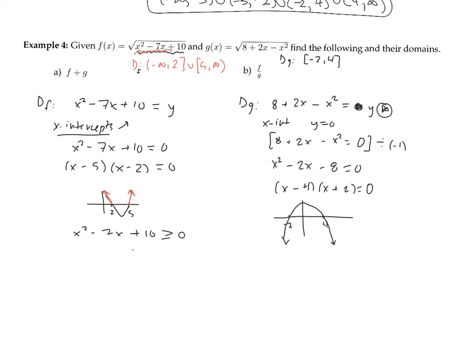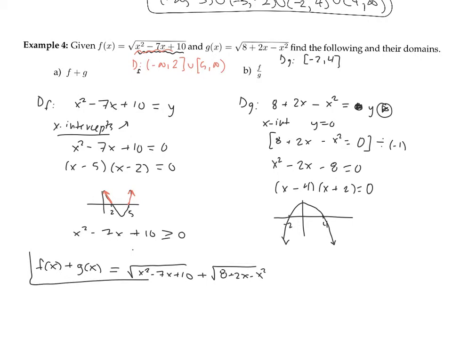All right, now moving back to the actual question at hand, which was to find f of x plus g of x. So that will equal root x squared minus 7x plus 10 plus root 8 plus 2x minus x squared. And you can't do anything else to it. That's it.